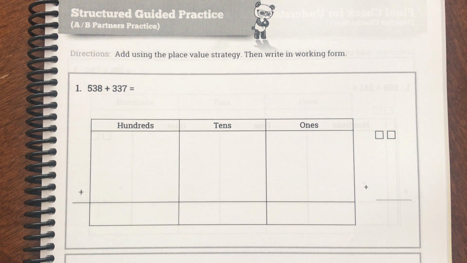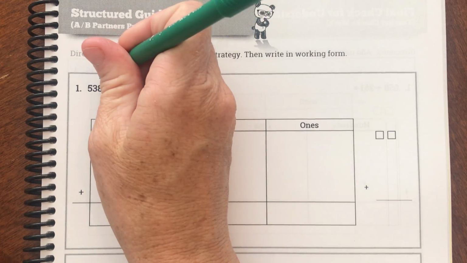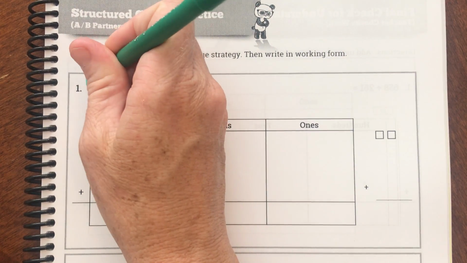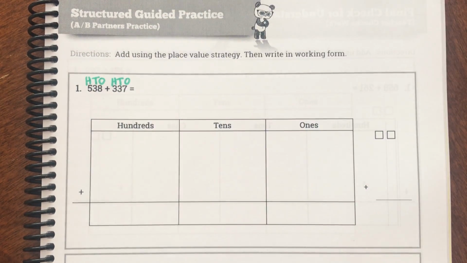Okay, so our first step, remember boys and girls, is to write it in expanded form on our place value chart. So before we do that, let's put our place values here. So we have the ones, tens, hundreds. Okay, that will help us write it.